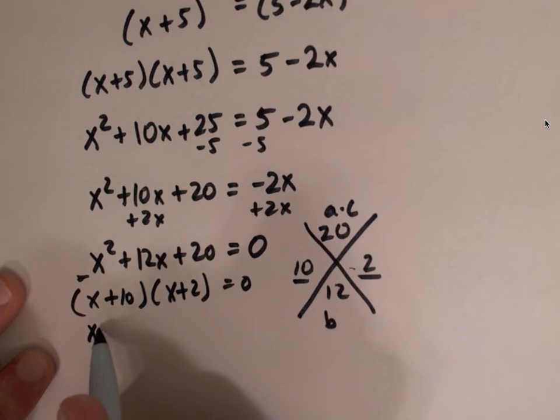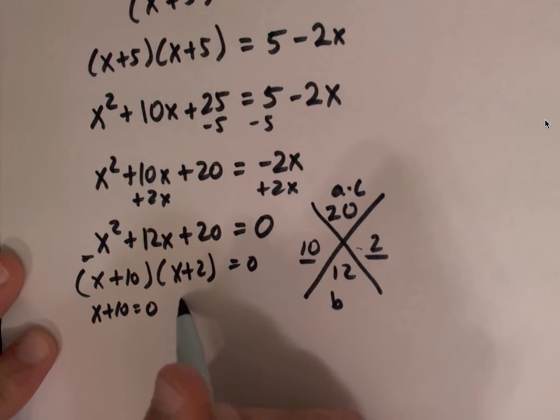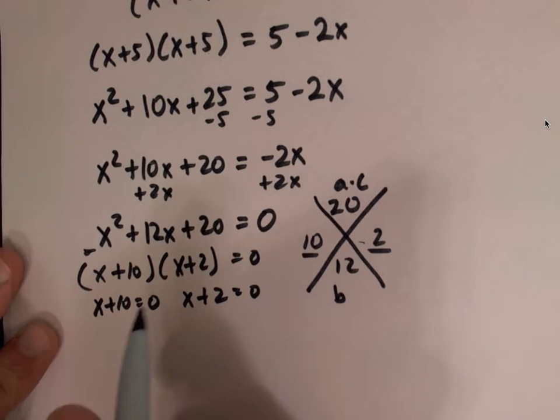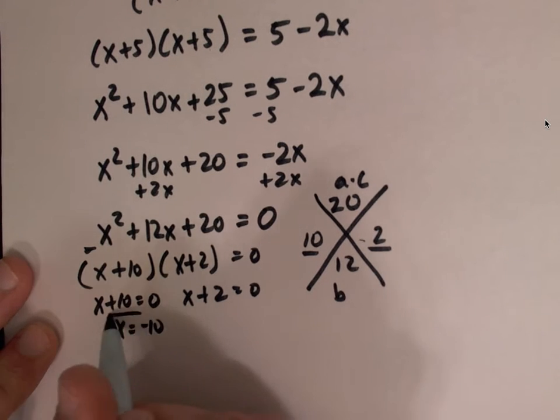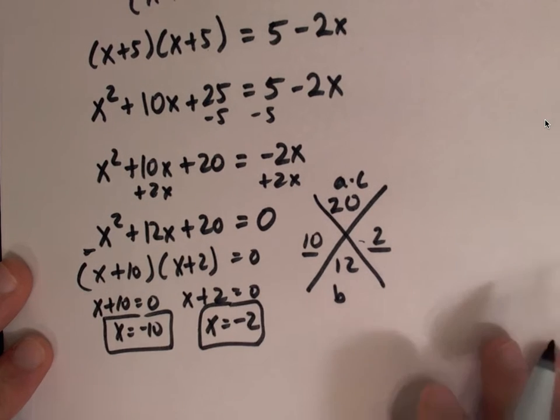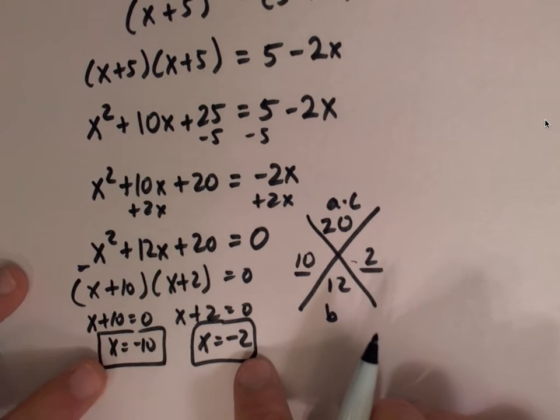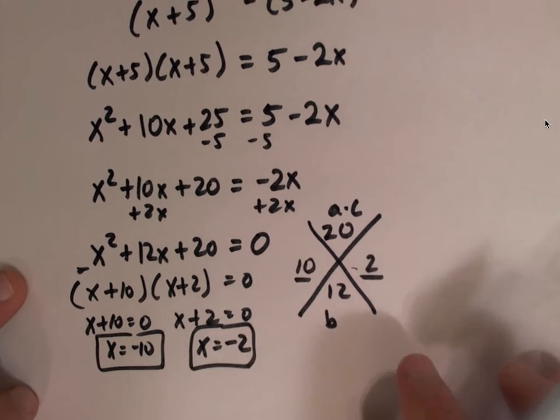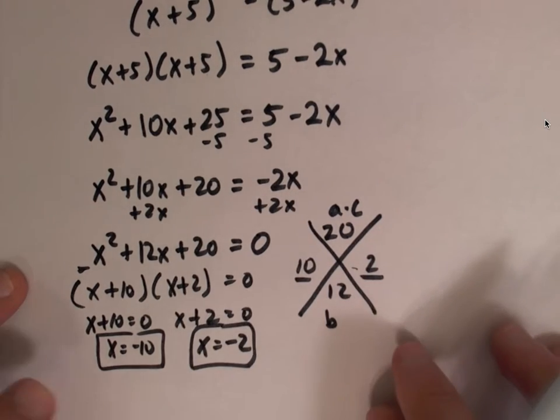Zero product property, so x plus 10 equals 0, or x plus 2 equals 0. So therefore, x equals negative 10, or x equals negative 2. All right, last thing, negative 10, negative 2. Let's see which one of these maybe work and which ones are extraneous. Let's try negative 10 first.